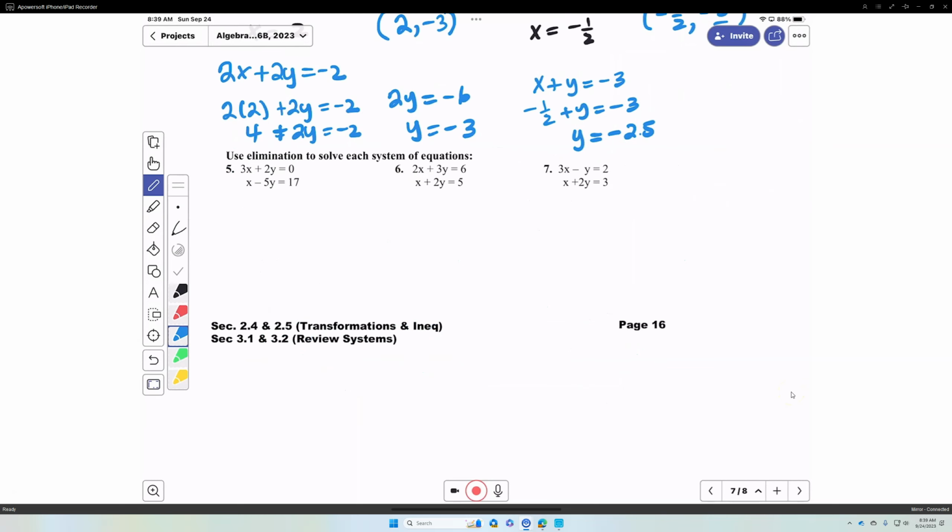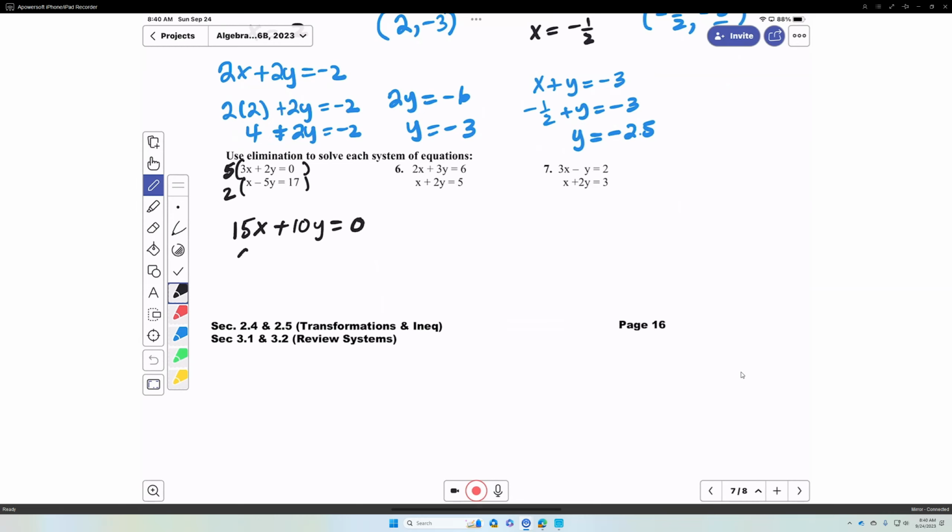Number 5, you can go in whatever direction you want to take. But if you look at the y's, one's positive, one's negative. So I guess I can just say multiply the first one by 5. It just so happens that was the problem number. And then multiply the second one by 2. So you're going to distribute that 5 to the first equation. So it's 15x plus 10y equals 0.